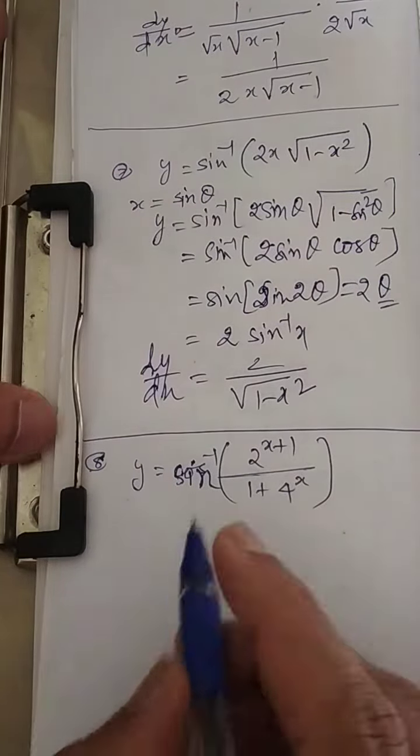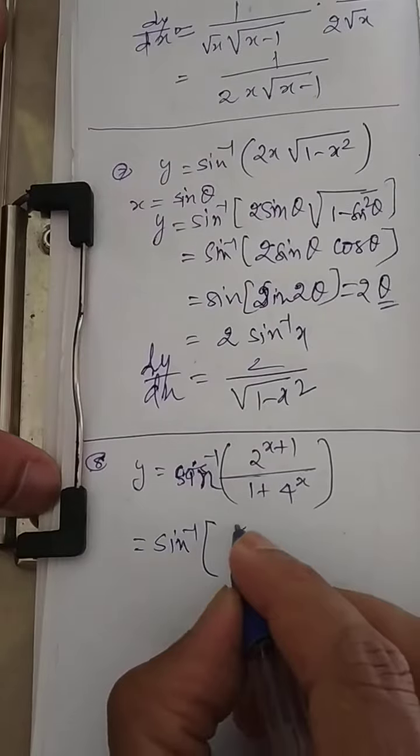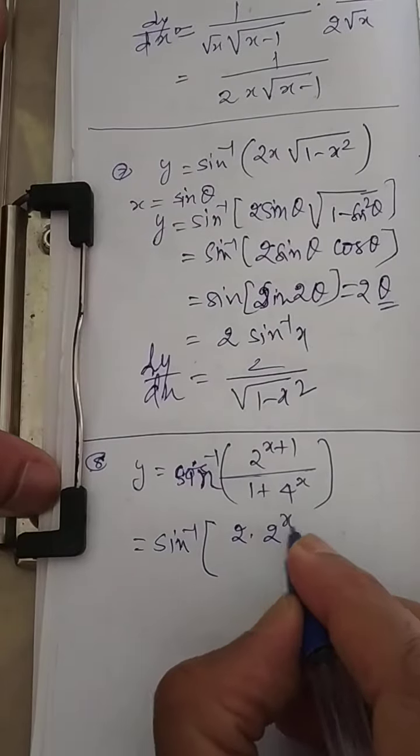Y will be equal to sine inverse. Look here at how this arrangement is. It is nothing but sine inverse of 2 into 2 raised to power x, 1 as it is. 4 can be written as 2 square and x. I can write it in the simplest form. It is sine inverse of 2 into 2 raised to power x upon 1 plus 2 raised to power x, the whole square.